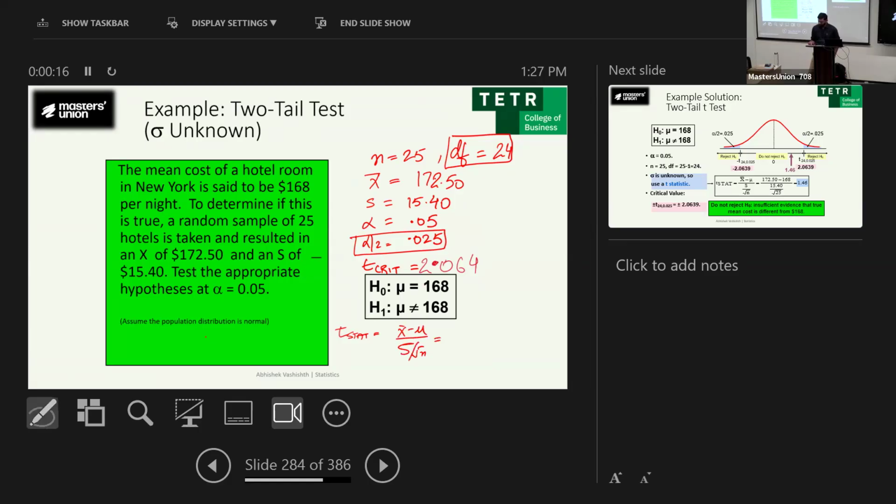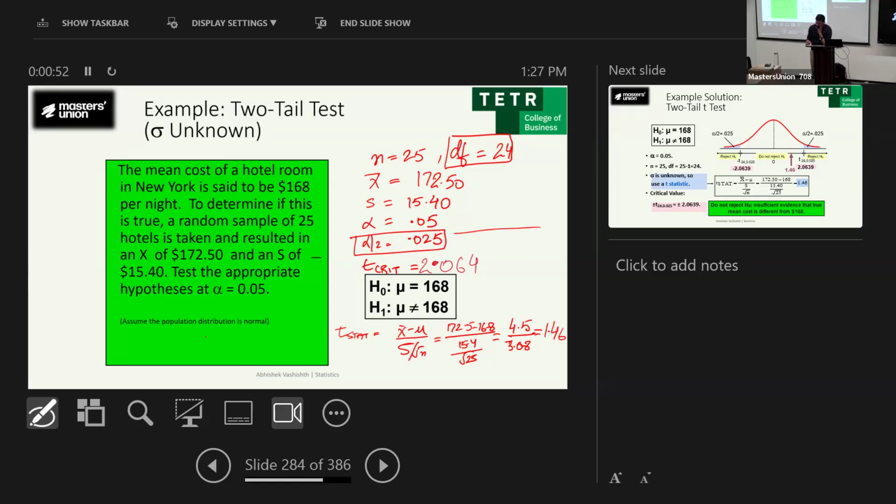X bar is 172.5 minus 168, divided by 15.4 divided by root of 25, which is 5. So 15.4 divided by 5 is 3.08. This will be 1 point something, right? 1.46. Almost 1.5. Yeah. So this is 1.46.